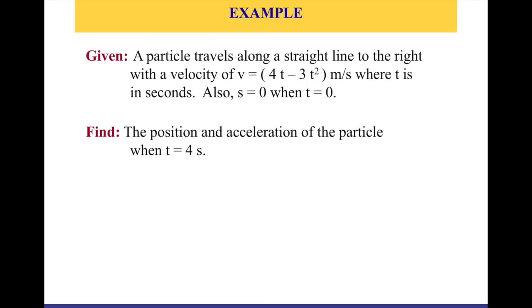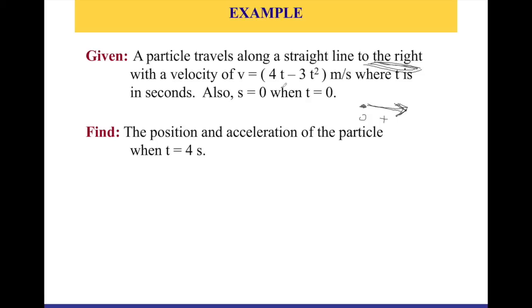To start with this problem, we have a particle that travels along a straight line. So it's a rectilinear motion problem to the right, and that is very important now because we need to make sure that we are establishing our coordinate system. So we're going to assume that this is my origin point and the object is moving to the right, which is positive. The displacement and the position are in the positive direction if we are moving in the right direction. So that's very important.